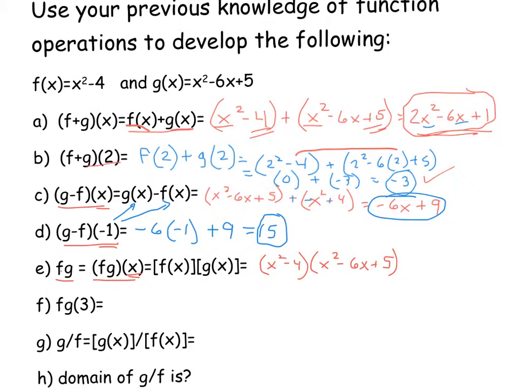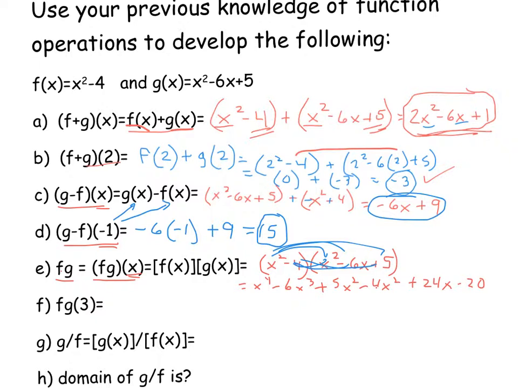And I'm going to do a little distributing, and I'll have x to the 4th minus 6x cubed plus 5x squared, sorry, skipping ahead there, minus 4x squared. Now I'm distributing the negative 4 through, plus 24x minus 20. So what did I do? Basically, I distributed the x squared through each one, distributed the negative 4 through each one.